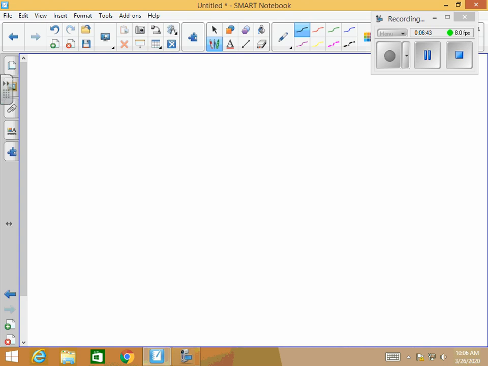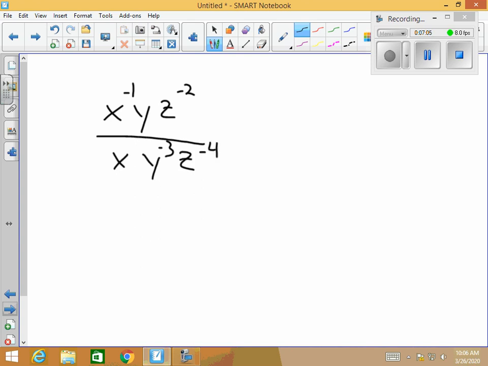Let's take a look at another one. Let's go x, y, and z. Let's make x to the -1, and z to the -2. We come over on the bottom side of things, we go x, y, and let's put a z in there. Let's go the -3 on y, and -4 on z.